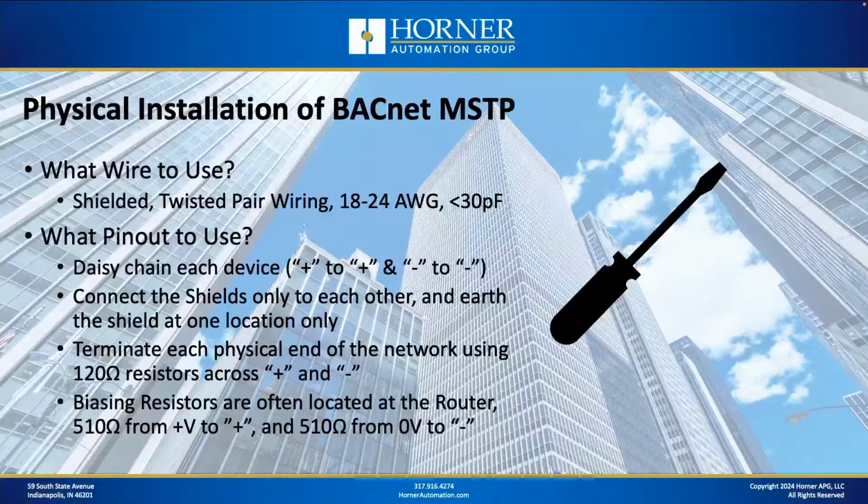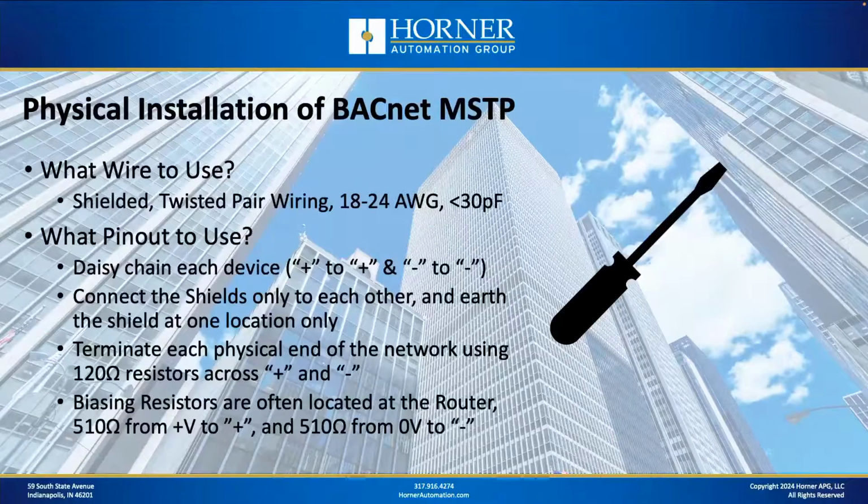Okay, so now let's talk about the physical installation of BACnet MSTP. Now, there isn't a whole lot to talk about with the physical installation of BACnet IP, or BACnet over Ethernet, because it's pretty much standard Ethernet wiring and standard Ethernet switches and all those sorts of things. However, BACnet MSTP, because it is a physical network that's not just Ethernet cabling, there is a little bit more to know, and so I wanted to review that with you today. Okay. So with BACnet MSTP you should use shielded twisted pair wiring, somewhere between 18 and 24 gauge.